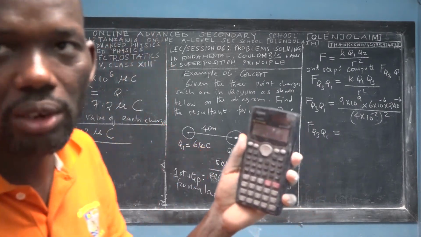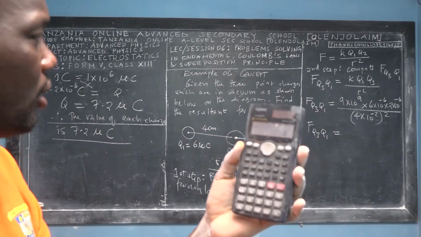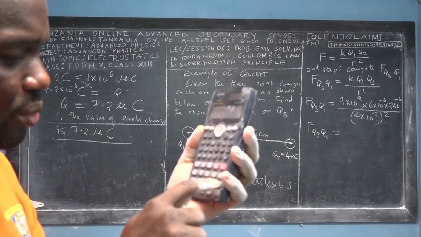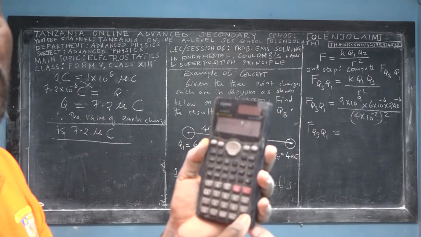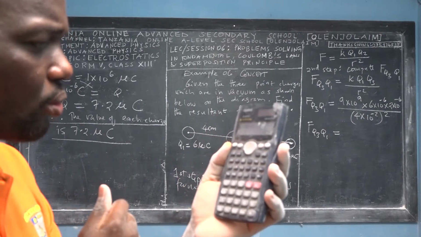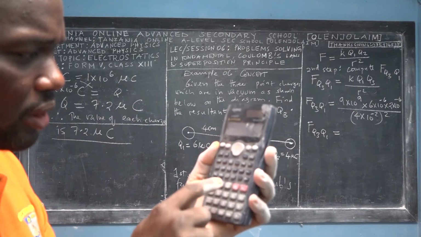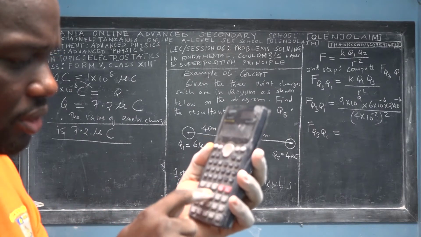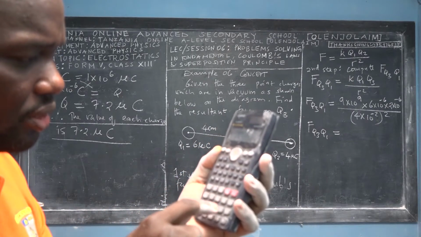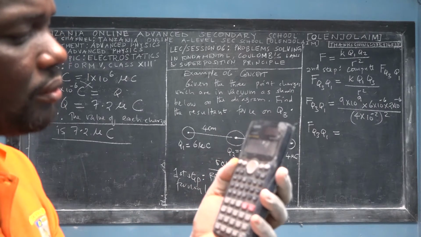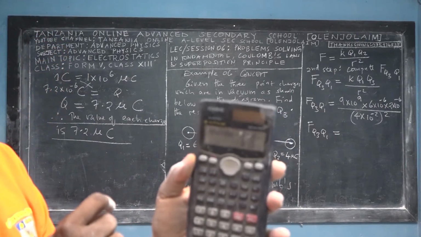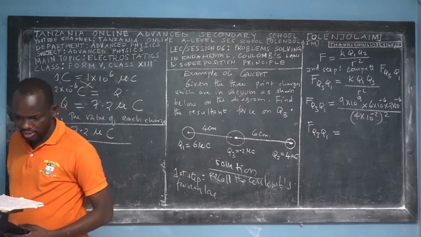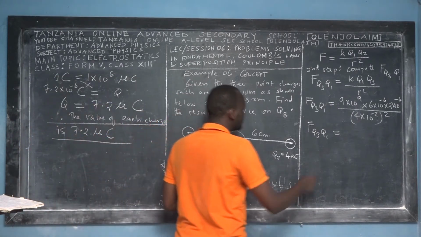Let me try to help those who are not aware of using the scientific calculator. The best way which I advise is to find the denominator first. You have 4 exponent negative 2, and then we square. So you get the square of the denominator, and then you take 9 exponent 9, divide by that response, then multiply by 6 exponent negative 6 times 2 exponent negative 6. So the response is what? 67.5. Let me check. Yes, 67.5 newton.